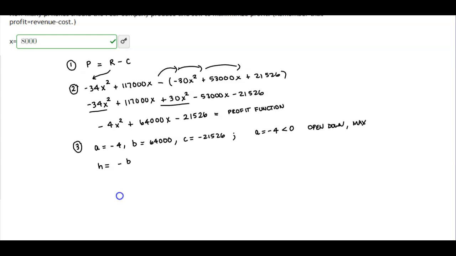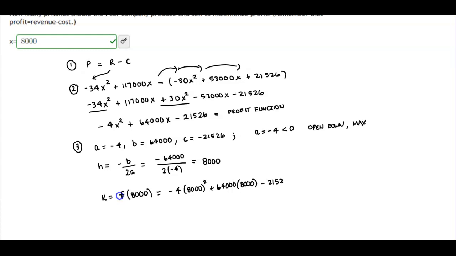So what is the value of H? Well, the formula for H is negative B over 2A. So that's going to be negative 64,000 divided by 2 times negative 4. Well, that's negative 64,000 divided by negative 8, which is going to give us positive 8,000. And then if we want to find K, it's going to be F of 8,000. And we plug that into our function, which is negative 4 times 8,000 squared plus 64,000 times 8,000 minus 21,526.